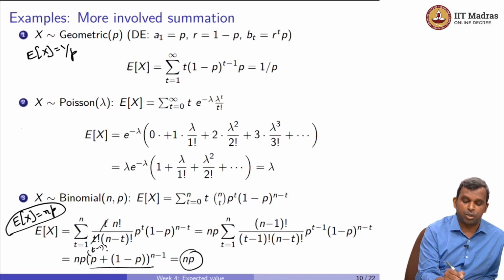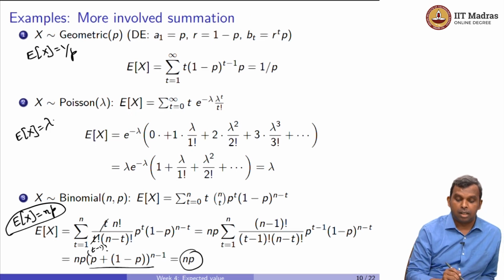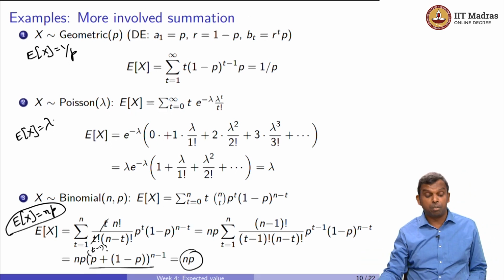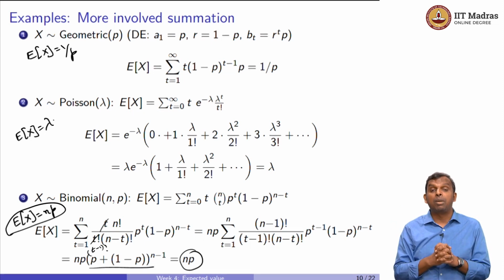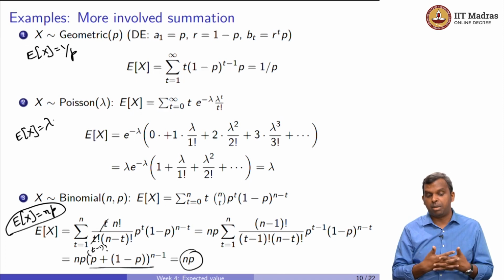So these 3 distributions, while they look a bit confusing if you have to do the calculation, the expected values are very, very simple. Okay, so these things you should just mug up and you should know these answers. For a binomial n, p, expected value is np, n times p. Poisson with parameter lambda, expected value is lambda. Geometric p, expected value is 1 by p.